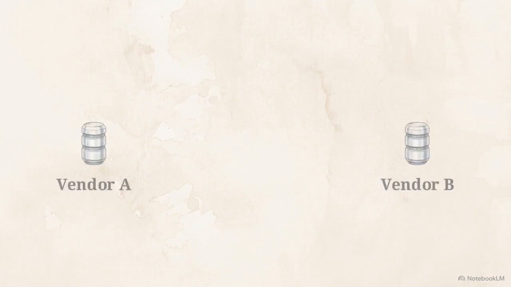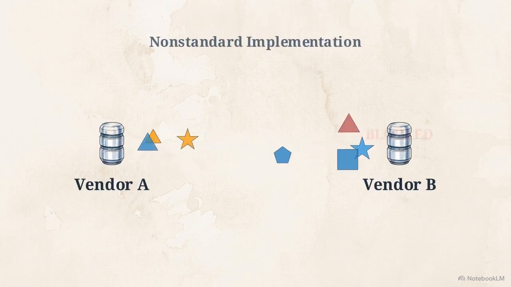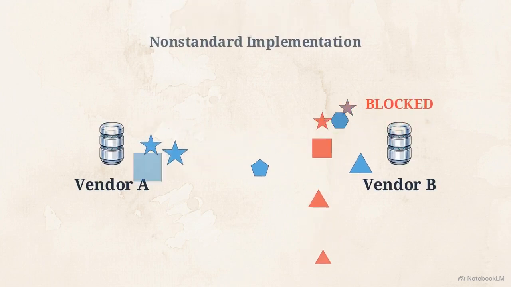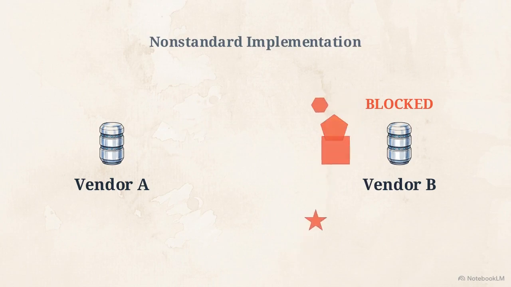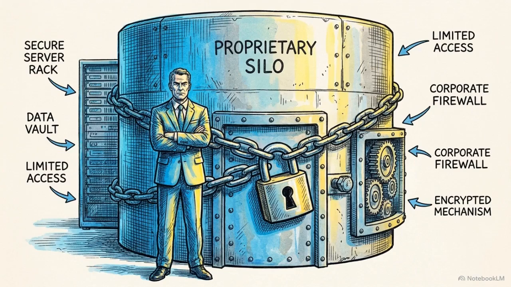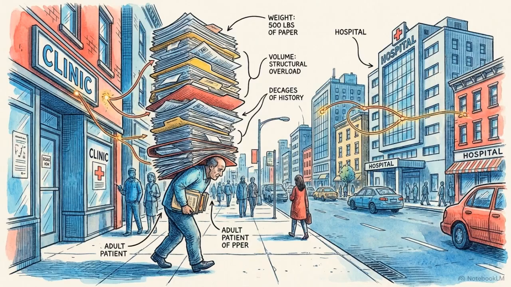Information blocking occurs when vendors or providers knowingly implement products in non-standard ways to make data retrieval difficult. This practice protects proprietary business interests by locking patient data within a specific vendor's ecosystem. The persistence of information blocking to protect market share stands as the primary obstacle to a unified national health record.